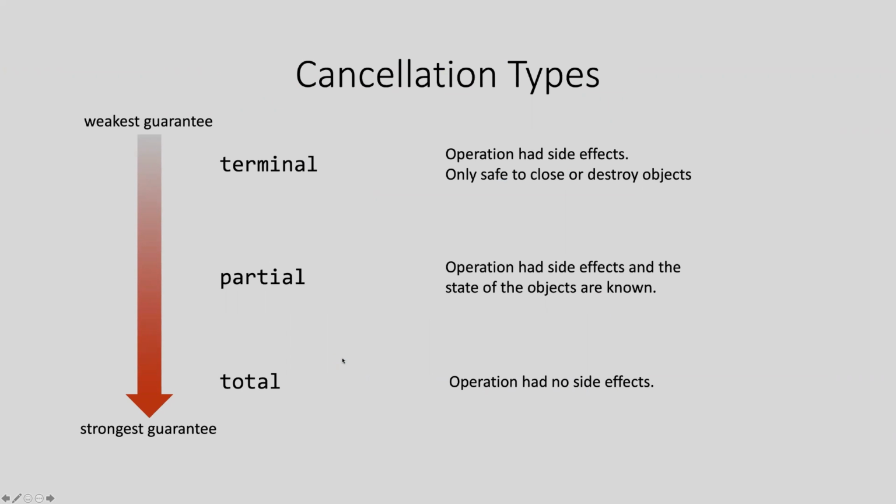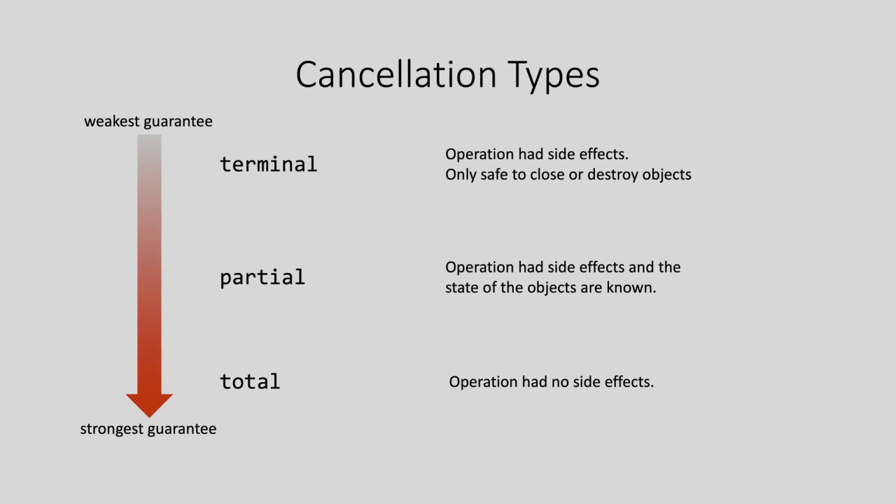So there are 3 types of cancellation in Asio. Well, technically there's 4 if you count no cancellation, but there's 3 that actually are associated with cancellation of an operation. And those are terminal, partial, and total. So terminal, first of all, means that your operation had some side effects, even though you canceled it, but you don't know what those side effects are. So the only safe thing you can do next really is to destroy your object or close it, say its socket. All right. So terminal cancellation.